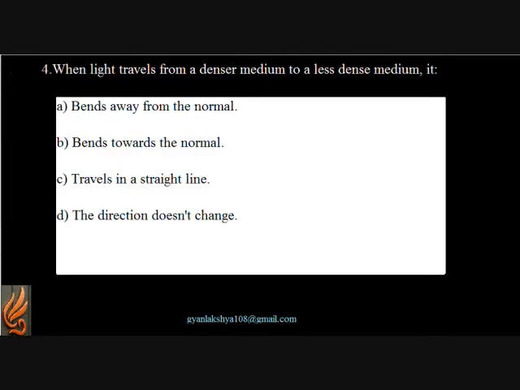When light travels from a denser medium to a less dense medium, it A. Bends away from the normal. B. Bends towards the normal. C. Travels in a straight line. D. The direction doesn't change.